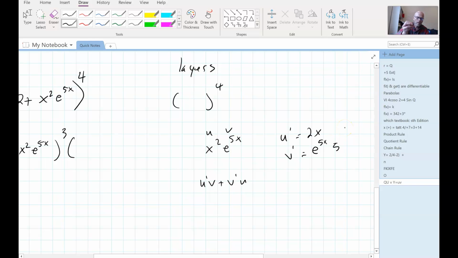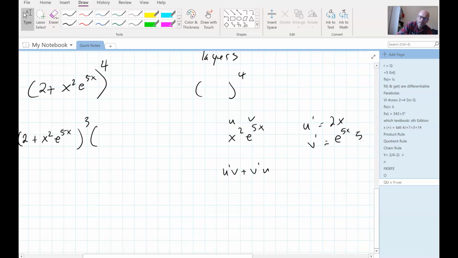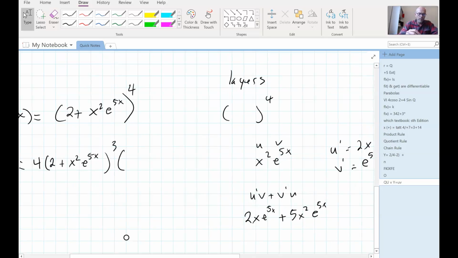Okay? So then down here, what I have is u prime, which is 2x, times v, which is e to the 5x, plus v prime u, so that would be 5x squared e to the 5x. So then when I go back over here, the derivative of 2, of course, is 0, but the derivative of this thing here is going to be 2x e to the 5x plus 5x squared e to the 5x.